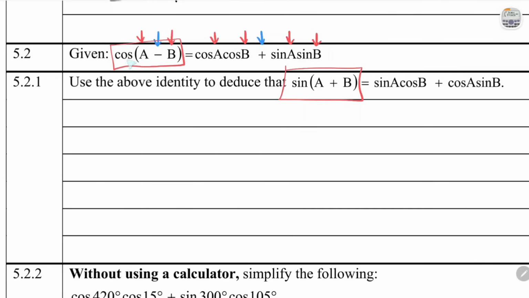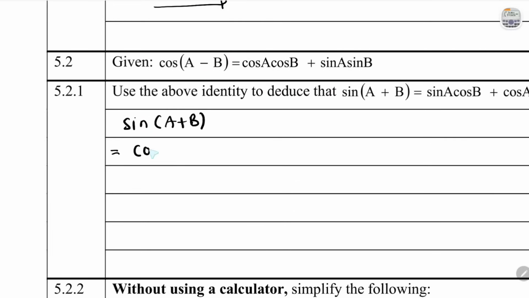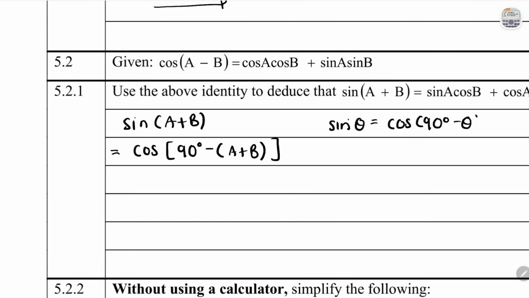Well, the first problem is this is cos and that is sine. Since we're working with sine(A plus B), we need to make sure that this says cos instead of sine. And we can do that using cofunctions. So we're going to change this to cos of 90 degrees minus, and this serves as our reference angle, A plus B.